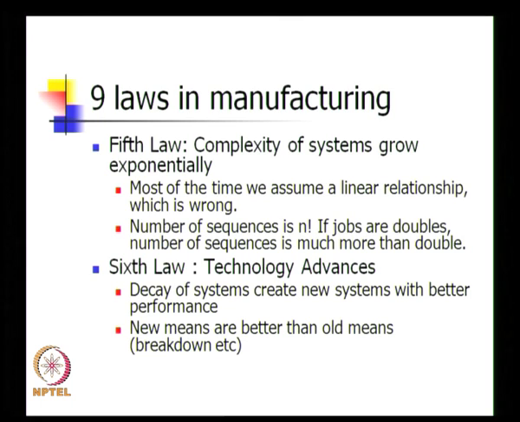The sixth law talks about technology advances. The decay of systems create new systems with better performance. Now, this is something that we see. Now, we observe that new products are better than the old products simply because newer production systems are better than older production systems. So, as different technologies die, or if they are not used, they are replaced, the replaced ones or newer technologies are able to show better performance.